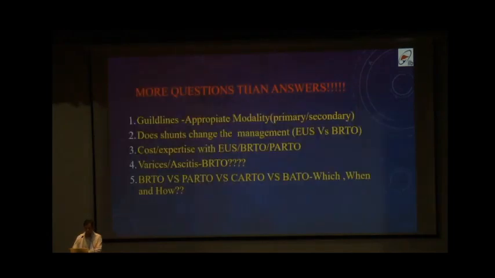So summarizing that, I would say there are more questions than answers even in secondary prophylaxis. The guidelines, the appropriate modality. Do shunts change the management even for secondary prophylaxis? Do you go upfront for a BRTO versus endoscopic therapy? The expertise and cost also are very different for all the 3 therapies, an endoscopic therapy versus an EUS versus a BRTO therapy. If you have presence of ascites or varices, do you go for TIPS followed by BRTO, or then you go in for an endoscopic therapy? And again, these 4 modalities which I discussed, BRTO, PARTO, which, when and how is again important. So again, there are more questions than answers in this group of patients.